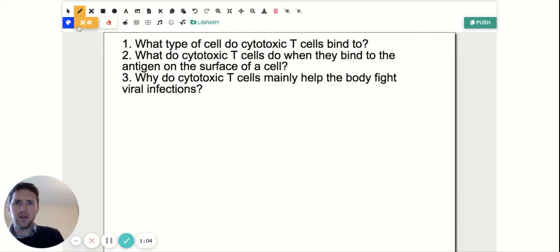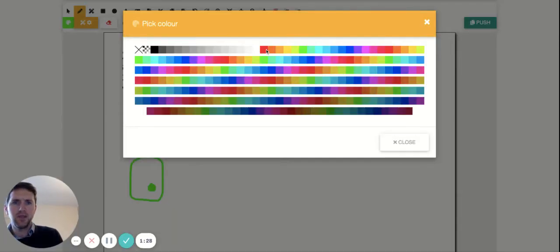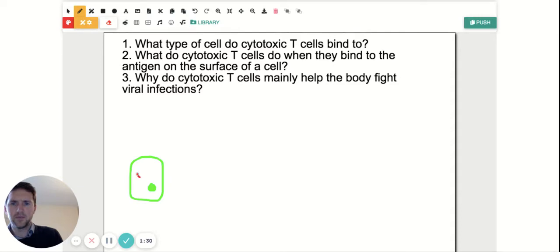The cells cytotoxic T cells bind to are body cells. So any cell other than a phagocyte. So they don't bind to phagocytes, they bind to body cells. So I'm drawing a body cell here. It could be any body cell given a nucleus. And that body cell, let's say, has been infected with a pathogen. So it's got some antigens on the surface.